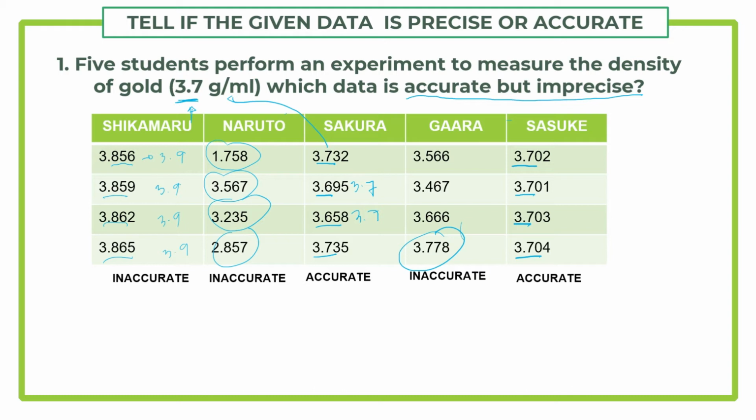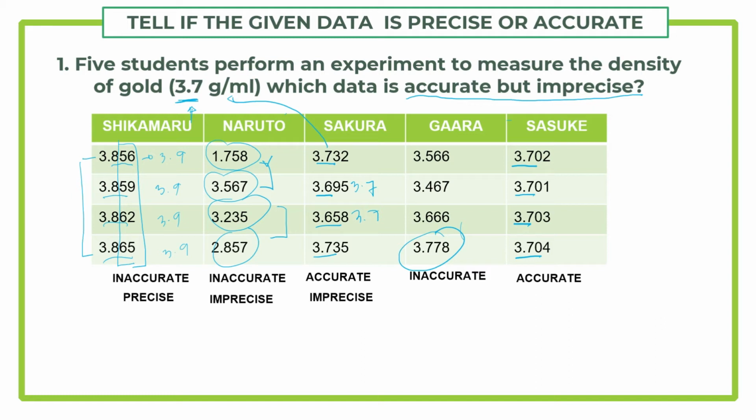So first illustration or first data by Shikamaru is precise. Bakit po siya precise? Because all of the data ni Shikamaru ay magkakatabi. Okay? So 3.856, 3.859, ayan lang yung mga difference nila. So magkakatabi lahat ng mga data nila. Next one, kay Naruto, imprecise. Kasi sobrang layo ng mga data nila. So, pag minus mo tong mga to, malalayo. Sobrang layo nila.